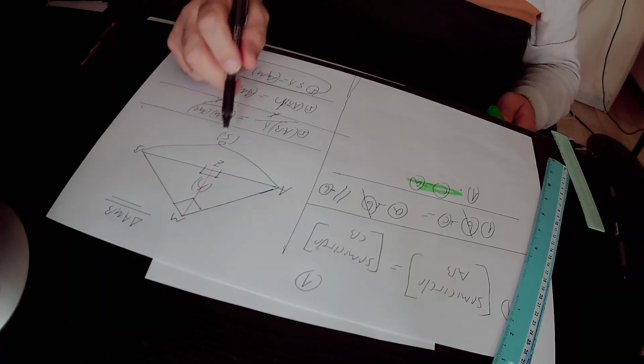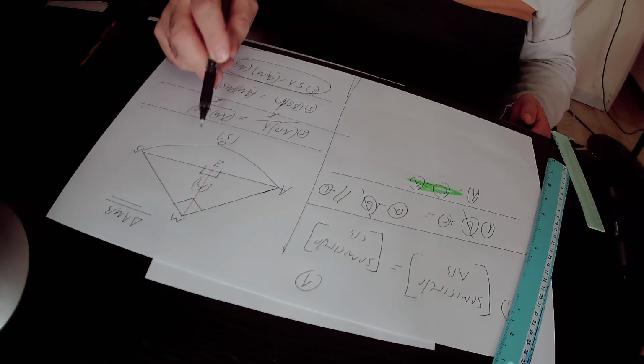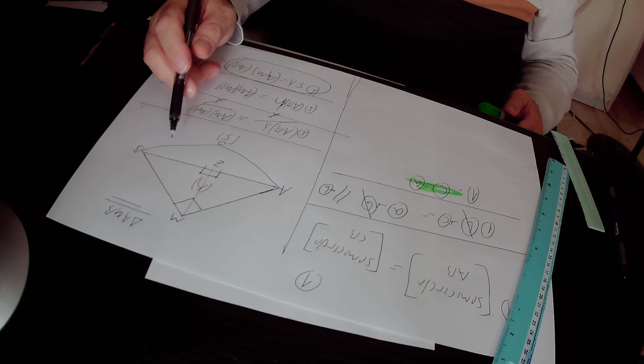I'll copy this right triangle AMB in the new page, and we will continue to analyze this right triangle, triangle AMB.